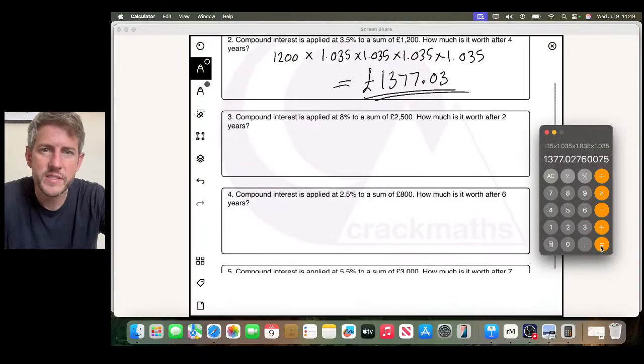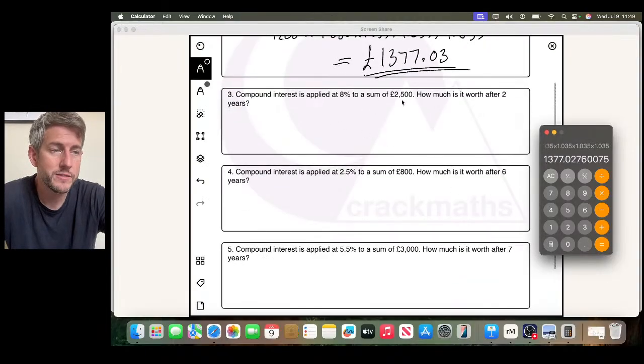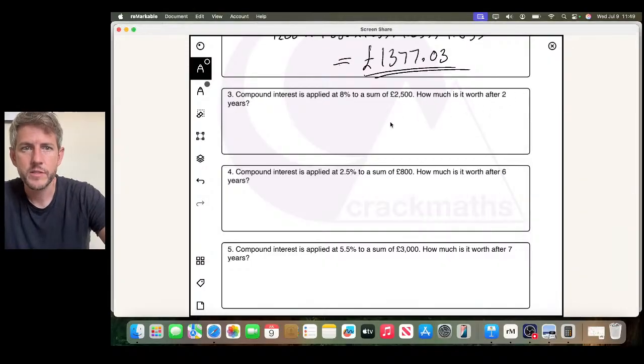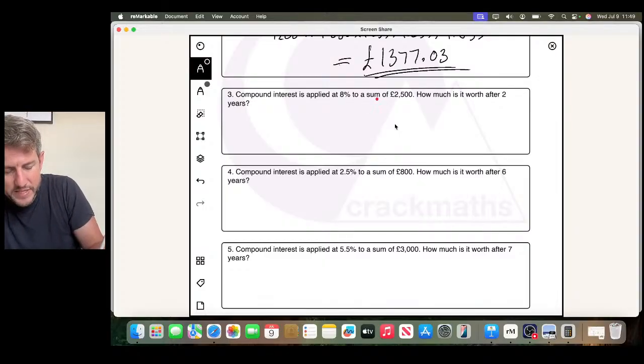Compound interest is applied to a sum of £2,500. How much is it worth after 2 years? It's 8% this time. So we're going to have our 2,500 and multiply it by, remember this number just comes from doing the 100%, which is the whole amount, add the 8%, which gives us 108%, and the decimal equivalent of that is dividing by 100, so that's 1.08. We're just going to times this by 1.08 twice.